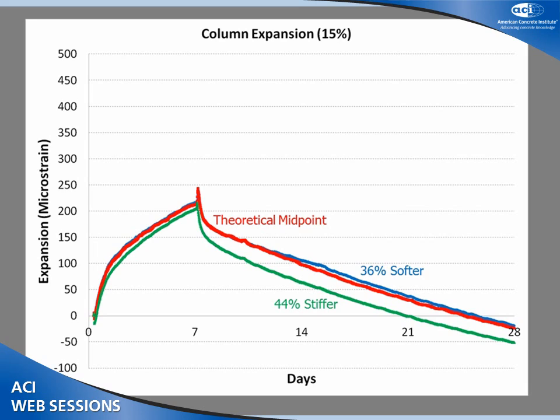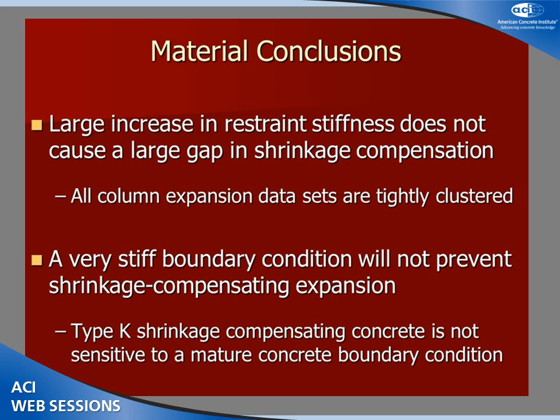The variation in shrinkage compensation does not correspond directly to the change in stiffness. A dramatic change in stiffness is not accompanied by a dramatic gap in shrinkage compensation, and vice versa. This leads to the conclusion that a large increase in restraint stiffness does not inhibit capability to compensate. All column expansion data sets and load data sets exhibited tight clustering despite dramatic change in boundary condition stiffness, leading to the conclusion that Type K shrinkage compensating concrete is not necessarily vulnerable to applying a mature concrete boundary condition.